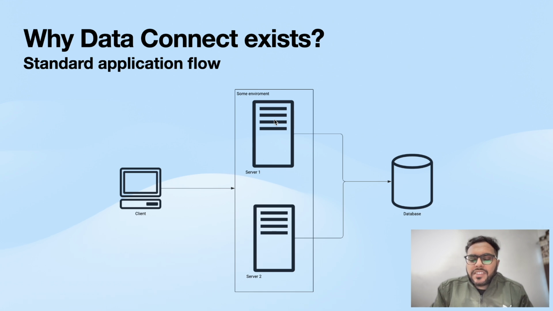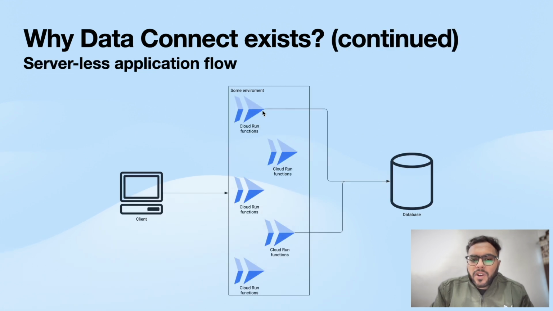But let's say these are REST endpoints. Here, each cloud function will represent one endpoint. So you can have multiple cloud functions in here, right? And then you have the same code everywhere, and then you will be connecting with databases. This is how a normal serverless environment looks, right?